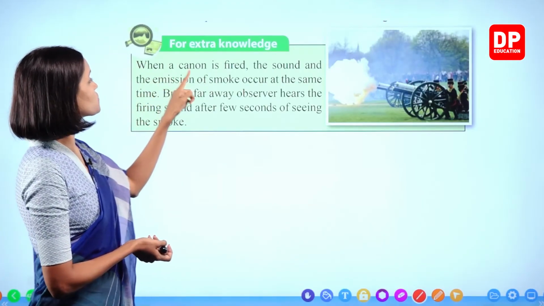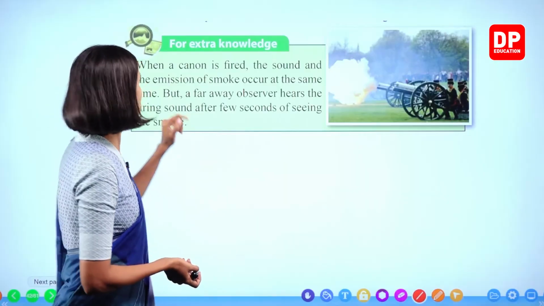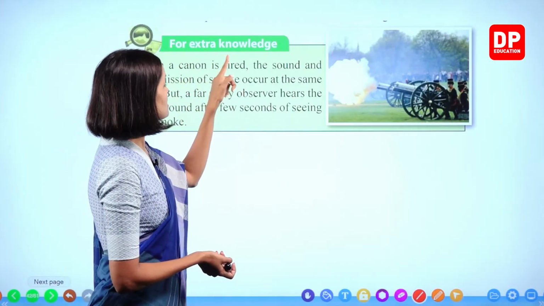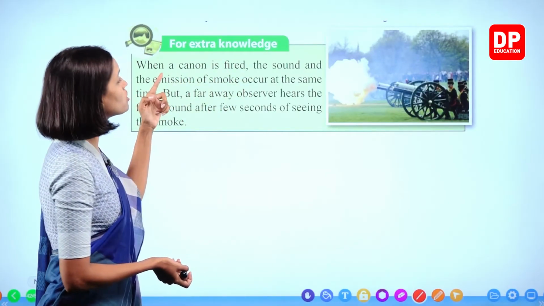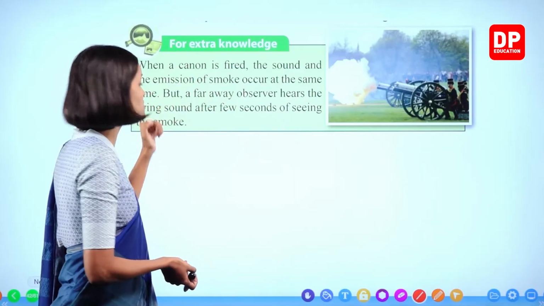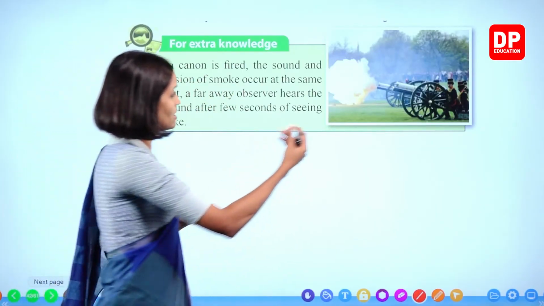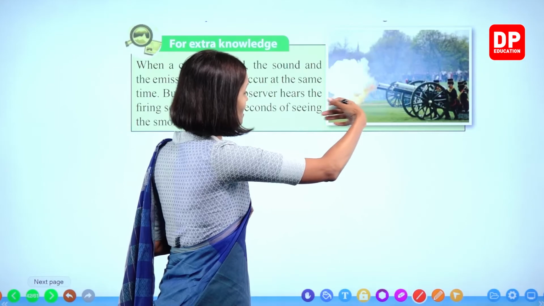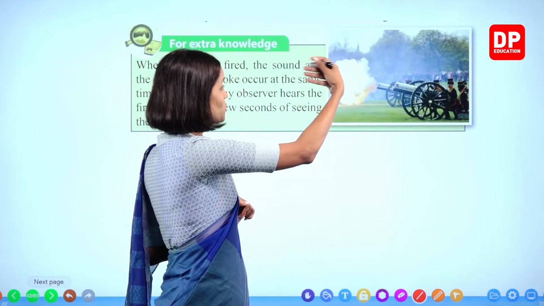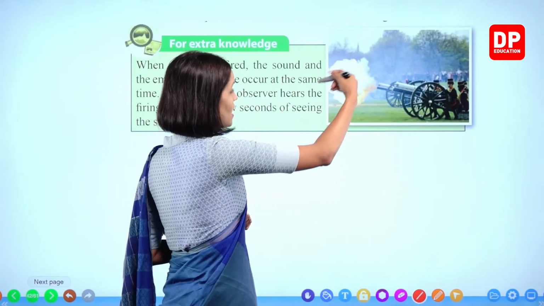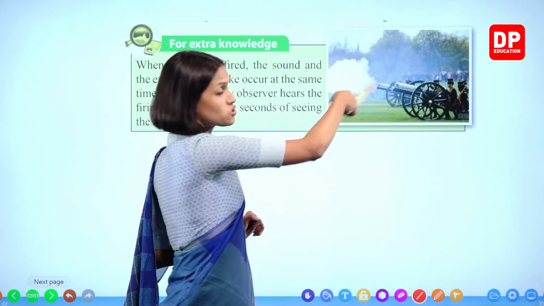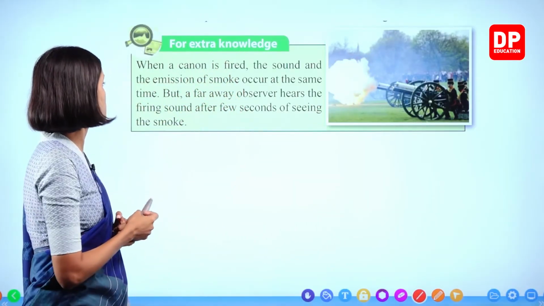Okay. So we have another important part here. When a cannon is fired, this is also the same incident, right? When a cannon is fired, the sound and the emission of smoke occur at the same time. The smoke is given out and the large sound is also produced, right?